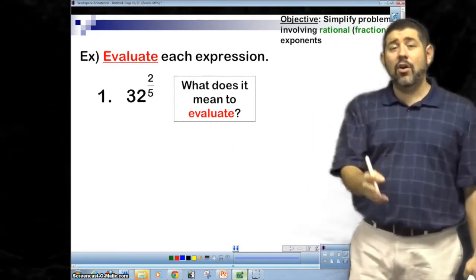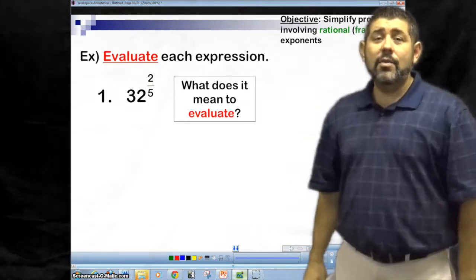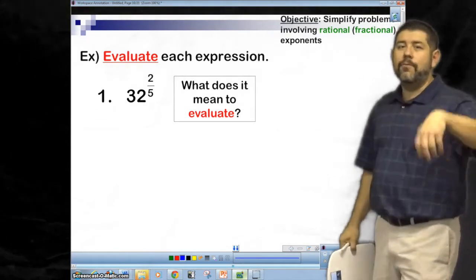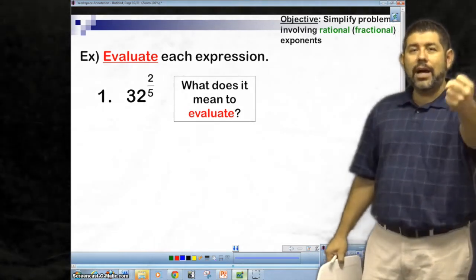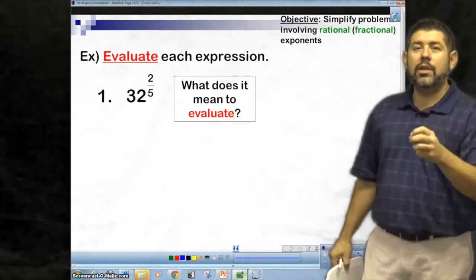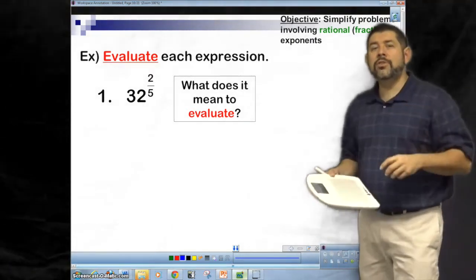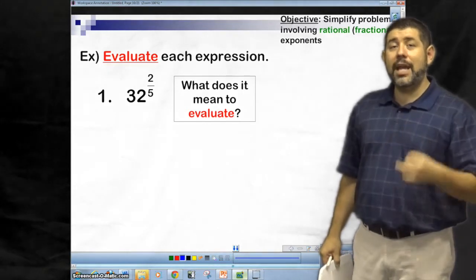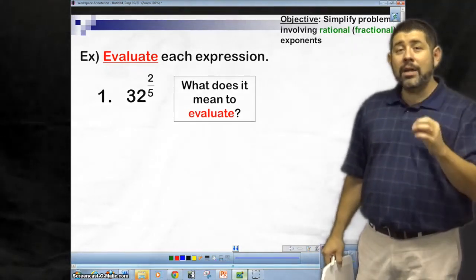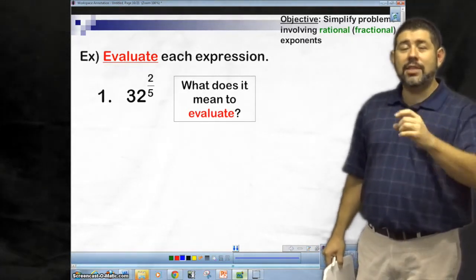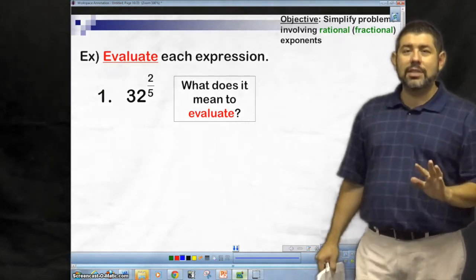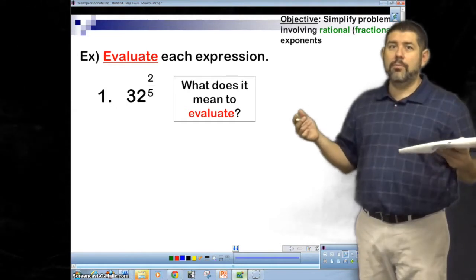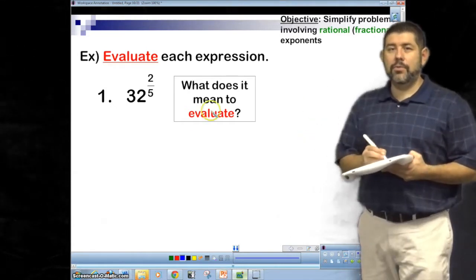The only way it's going to get harder is if I need to evaluate, okay? What does evaluate mean? It means to find the answer, to evaluate this so that we have one single answer. So 32 to the 2/5, that means we're going to take the fifth root of 32 and square it. I recommend taking the fifth root first and then squaring it. It usually works out a little easier than doing 32 squared, which is a big number, and then taking the fifth root of that, okay?